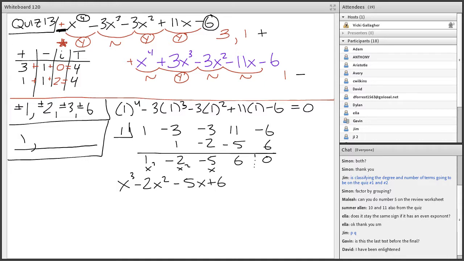Now here, I normally ask myself, can I factor this? And since this has 4 terms, my first instinct is, oh, I should put it in a box and see if I can factor.